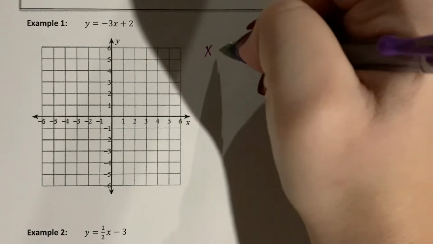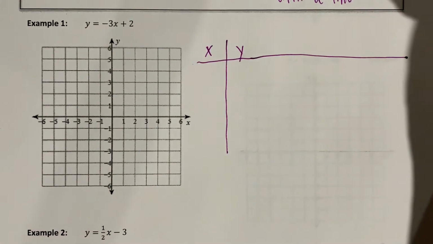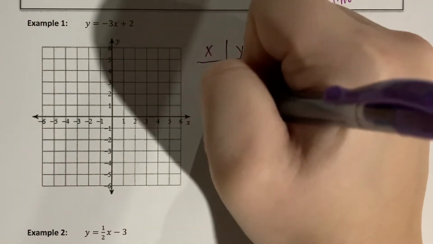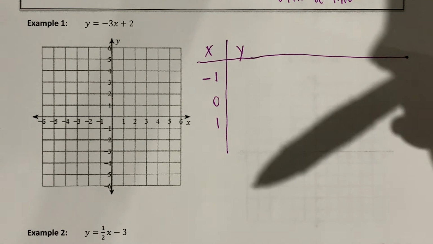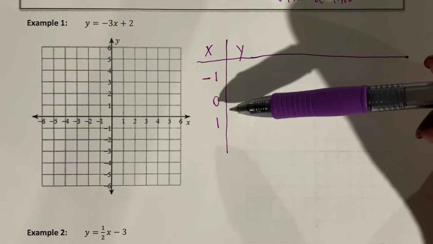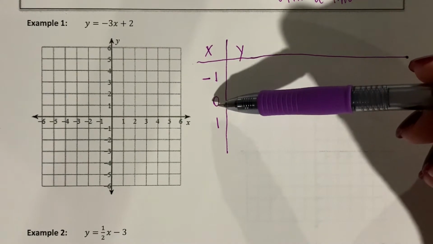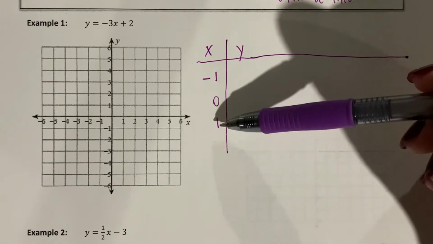I'm going to actually make my table really wide. I will show you why. The 3 X values that I like to use are -1, 0, and 1. And the reason I like to choose these 3 X values is because they are small numbers and they're easy to plug into the equation. So 0 is by far the easiest number to plug into an equation. And then I like to go 1 unit to the left of 0 and 1 unit to the right of 0.